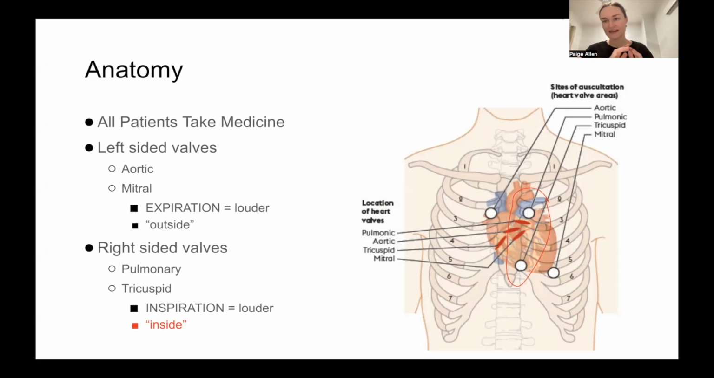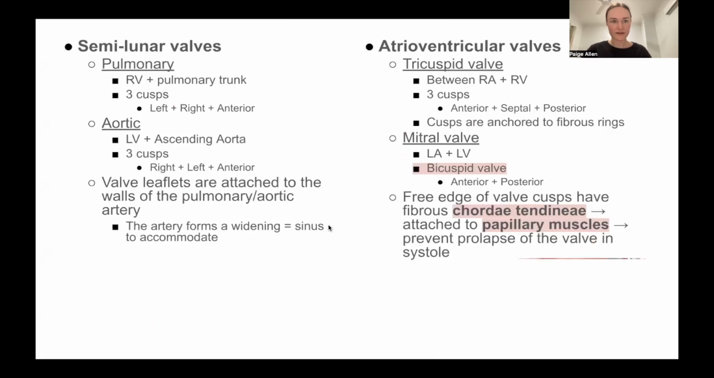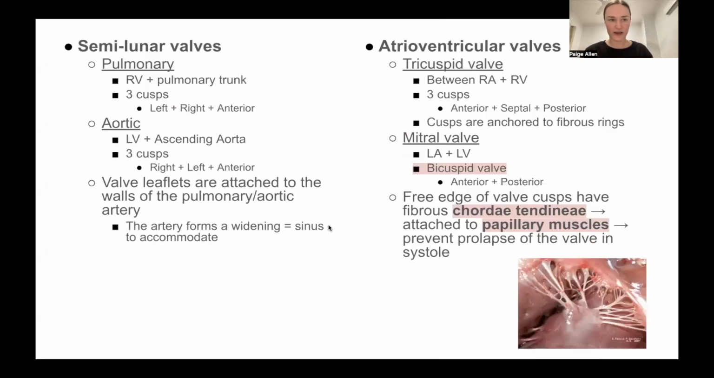So that pushing is going to be causing them to be louder. I hope that helps. Okay, so you've got two different types of valves. You've got your semilunars and you've got your AV valves. All the valves are tricuspid, or sorry, have three, well, yeah, I guess tricuspid, have three cusps, except for the mitral valve, which is bicuspid, it has two.